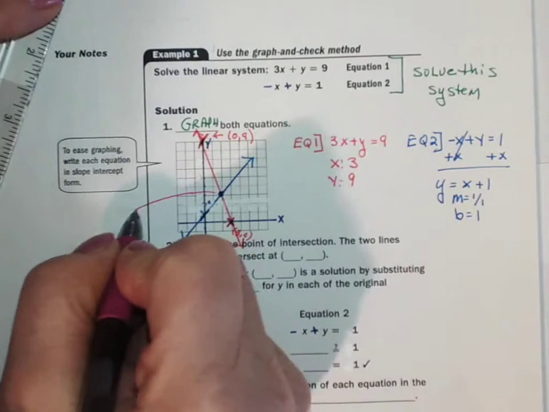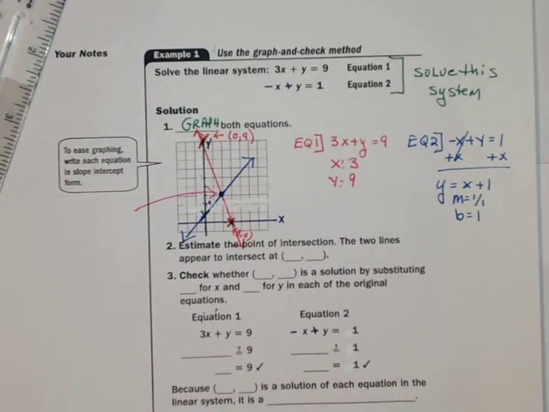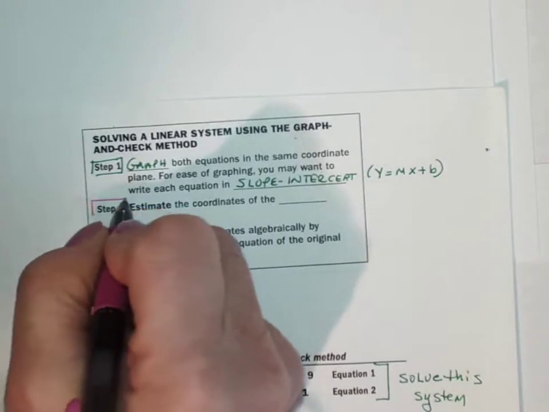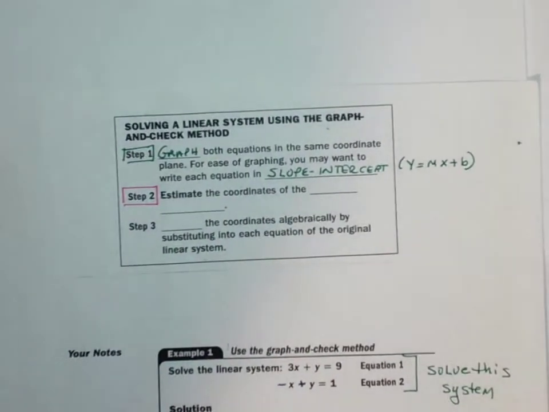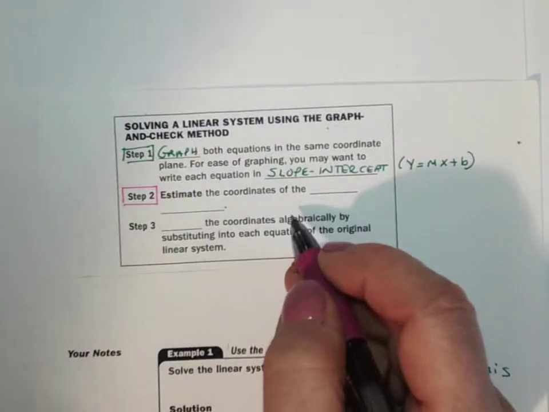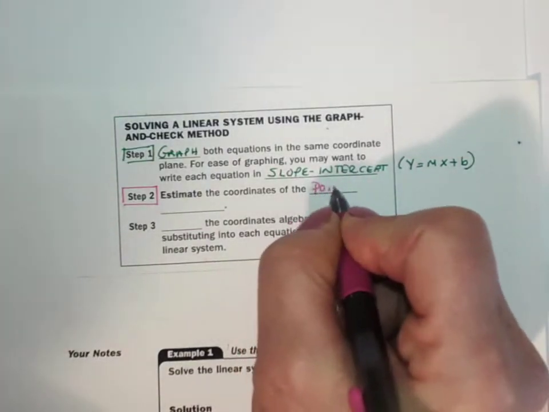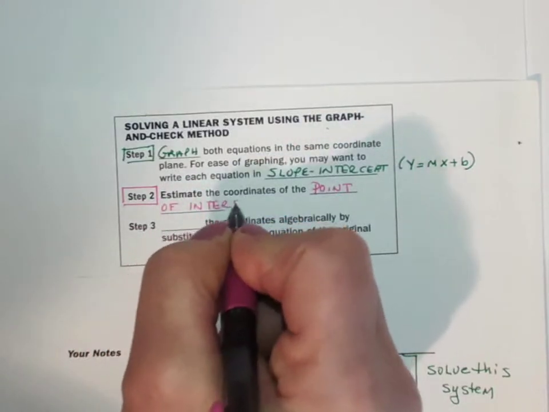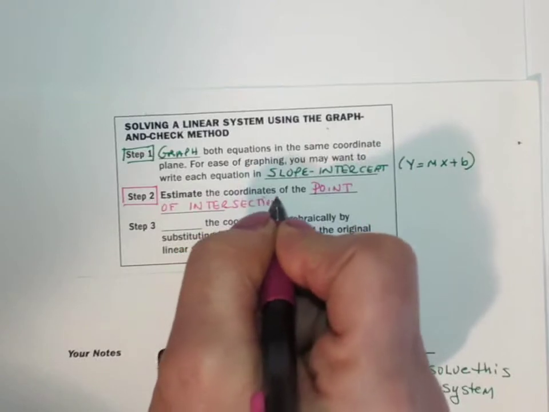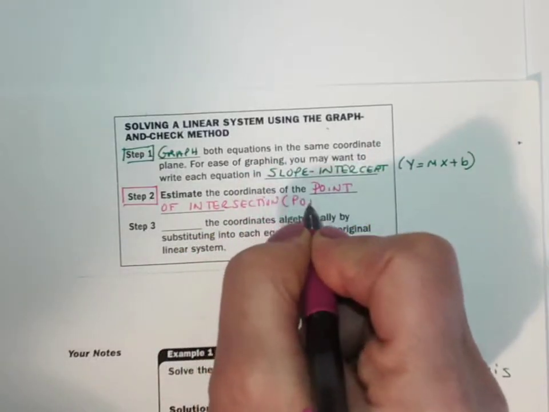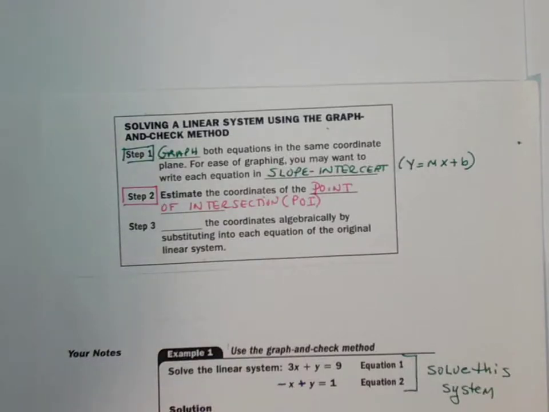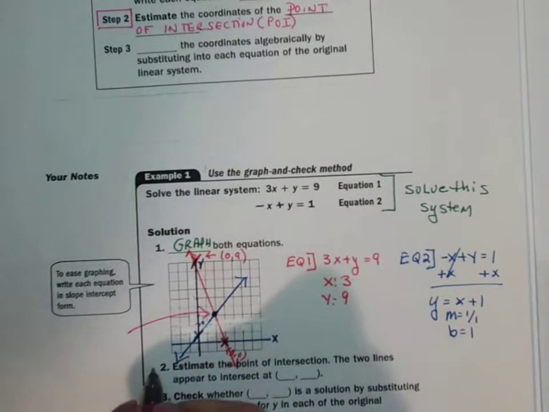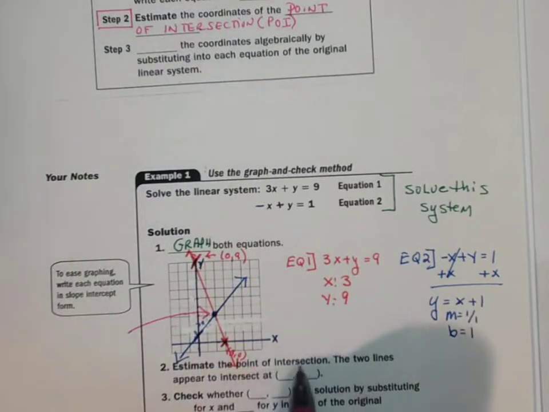And I have a point of intersection. So step two is to estimate the coordinates of the point of intersection, which we're going to call POI. So step two is estimate the point of intersection.